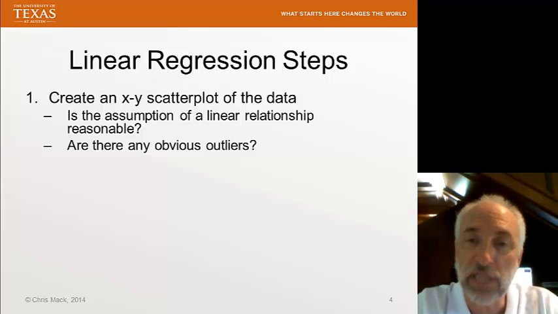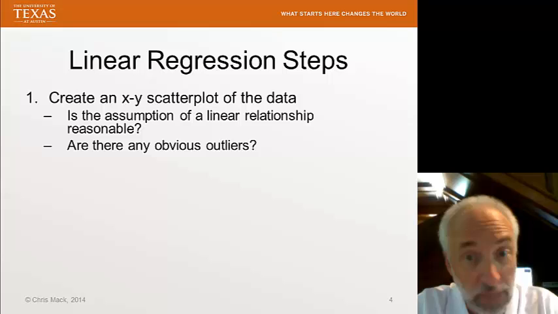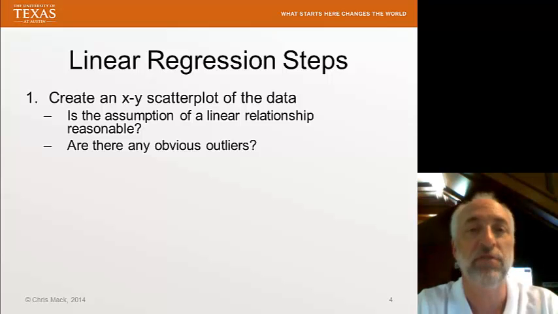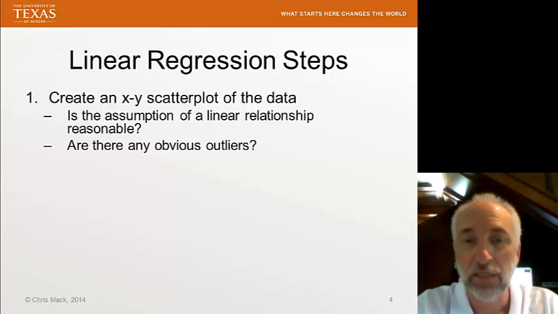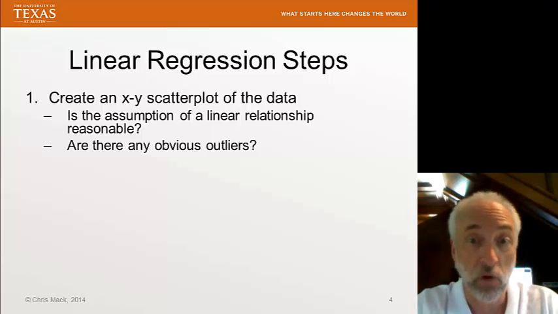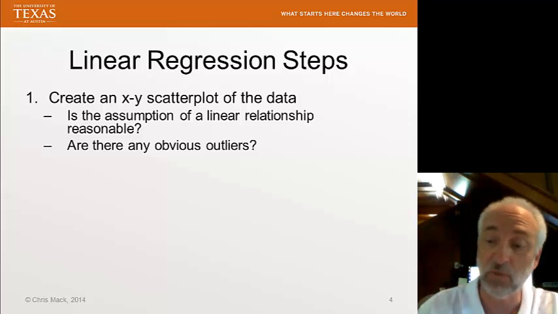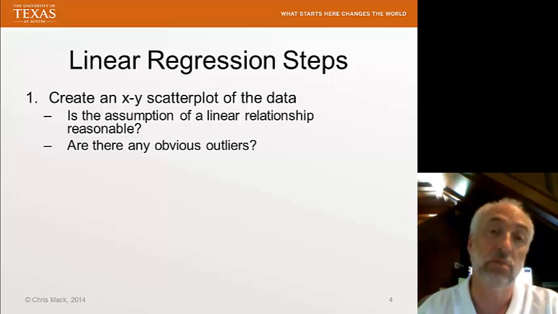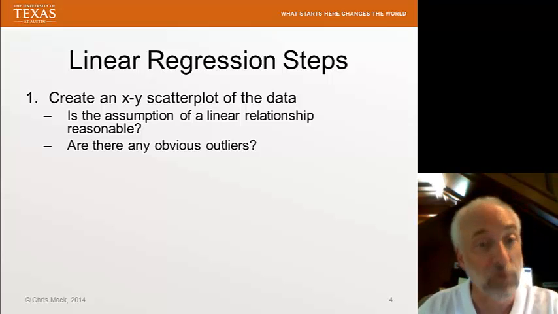Plot y versus x in a scatter plot and look clearly and carefully, is the assumption of a linear relationship justified just by looking at the data? Sometimes you can see right away that there is a nonlinear behavior going on, so fitting a linear function to a nonlinear behavior may not be reasonable. Also, are there any obvious outliers? Because again, our regression is not robust and one bad data point will screw things up.